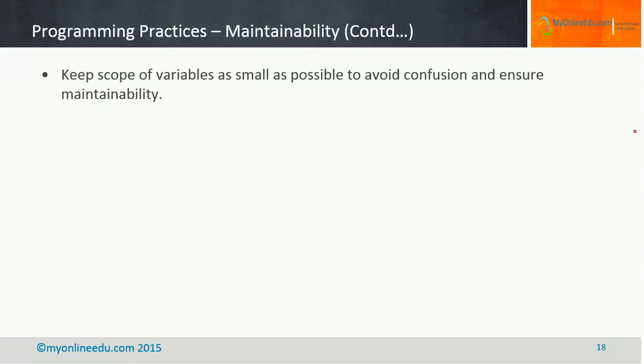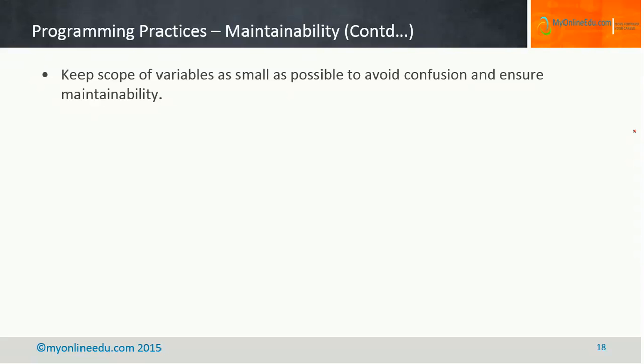Continuing to the next slide, about maintainability, the point it is trying to make is to keep the scope of your variables as small as possible to avoid confusion and ensure maintainability. So just avoid declaring everything as a global variable. Only declare the variables which are required to be global.